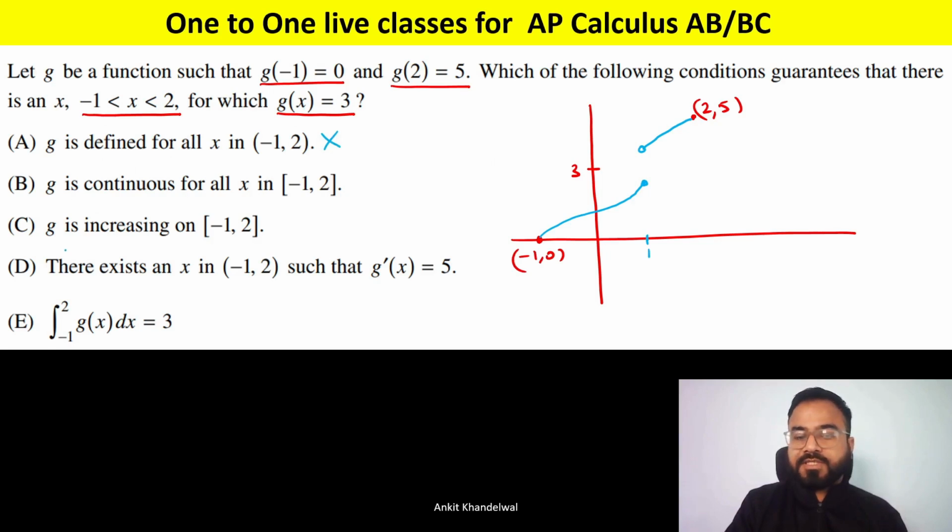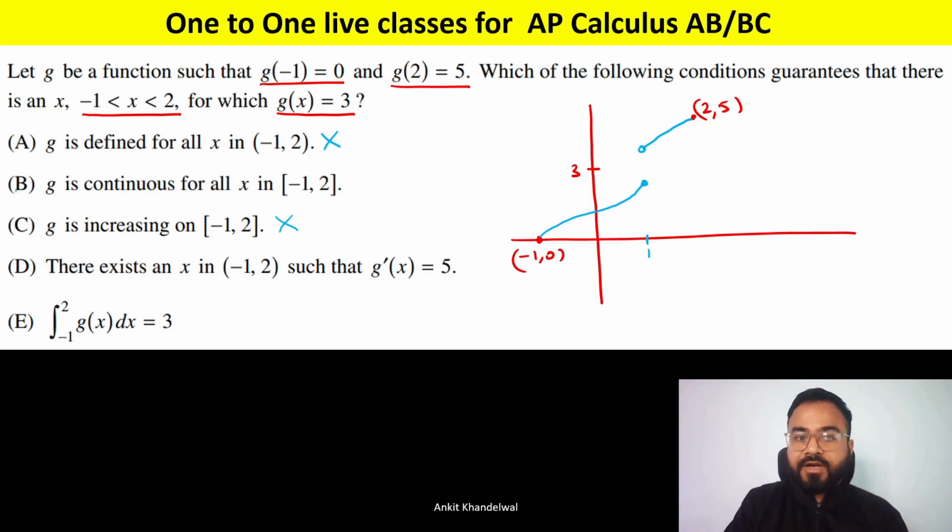Same goes with option C also. You can see g is increasing. An increasing function does not guarantee that it is a continuous function. In the same case we can say this is an increasing function, but still it is taking a sharp jump over here. Increasing does not guarantee a continuous function. So again, increasing does not guarantee it over here.